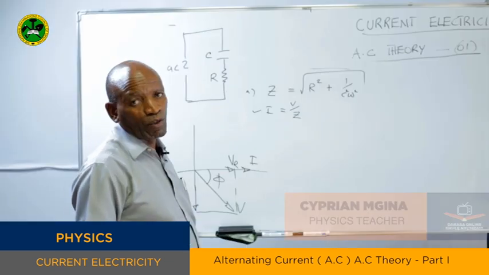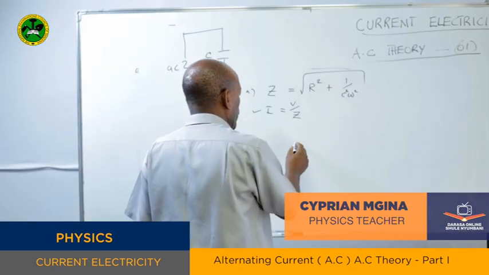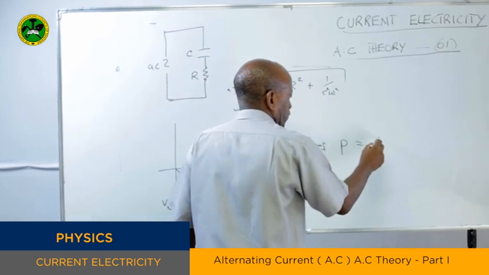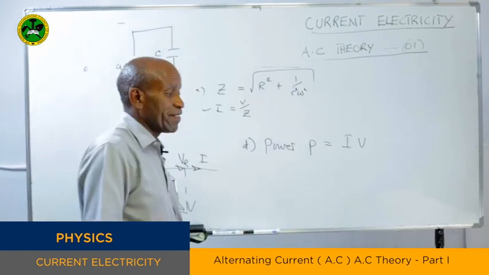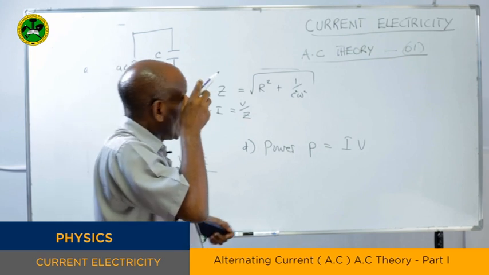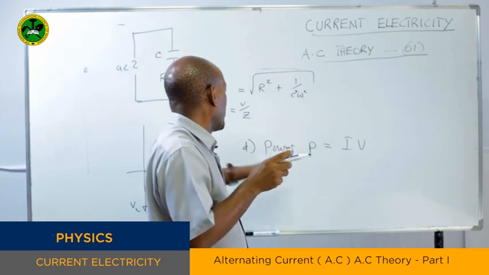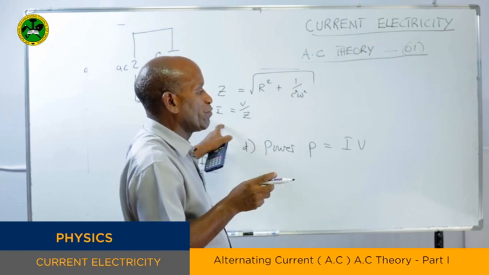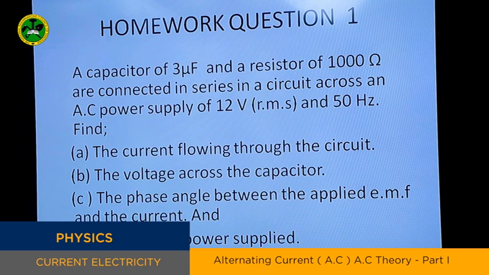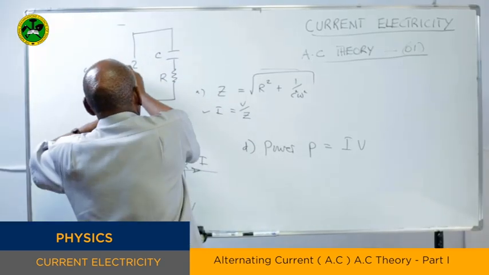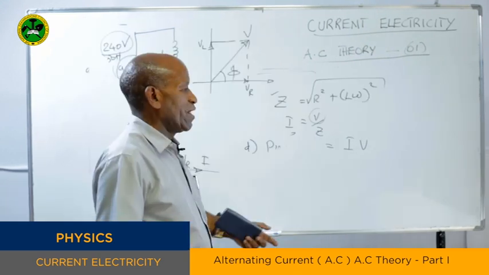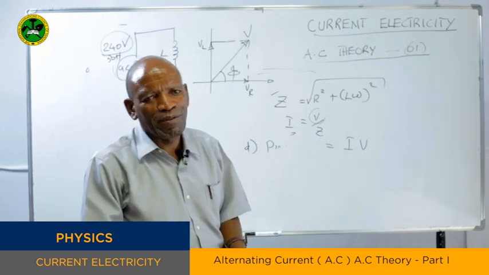And finally, you can obtain the power for part D. Whenever you are looking for power, the power is a product of the current I times the voltage V. So the average power applied, you can take the product of the current, which had been obtained from part A, and the voltage V, which is the supply voltage, 12 volts. You can calculate part D. Now that's very easy, very simple, you can do it.